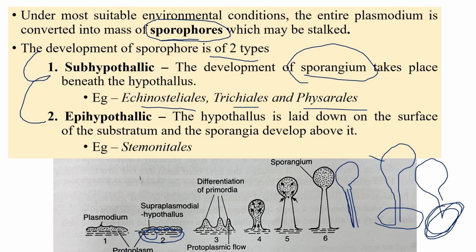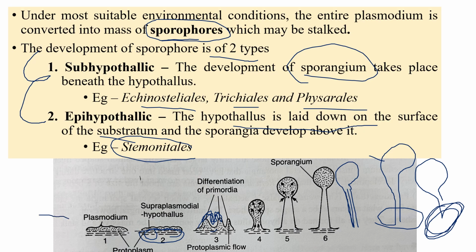When it comes to epihypothallic, the hypothallus is laid down on the surface of the substratum. You can observe here that they are laid above the surface of the substratum. They are laid above the plasmodium, and from above the plasmodium the sporangium starts to develop. The examples are Stemonitales. See how this plasmodium is converting into sporangium.